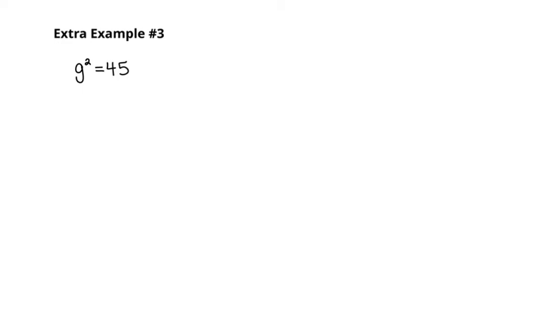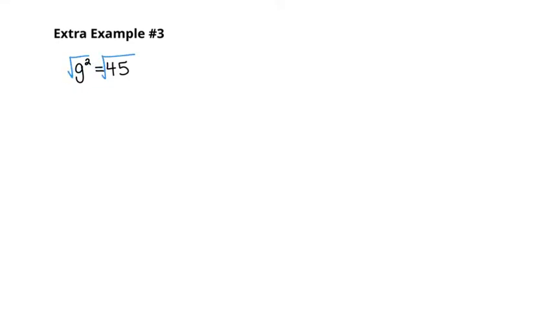This is extra example number 3. So we've got an equation that we're going to solve here. g squared equals 45. So when we have the squared symbol, to undo that operation, we need to take the square root of both sides because that's the opposite operation. So we're going to write it to both sides here to show our work.